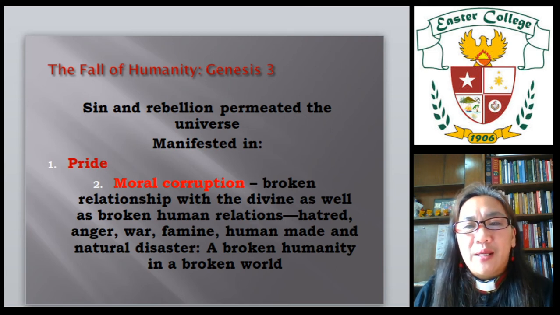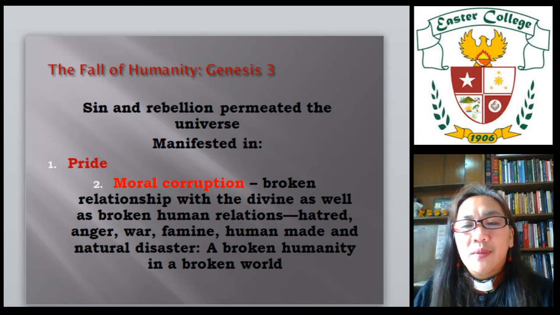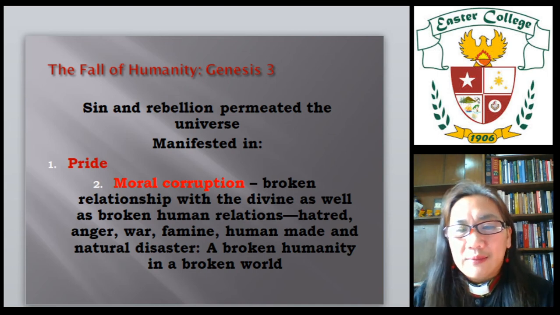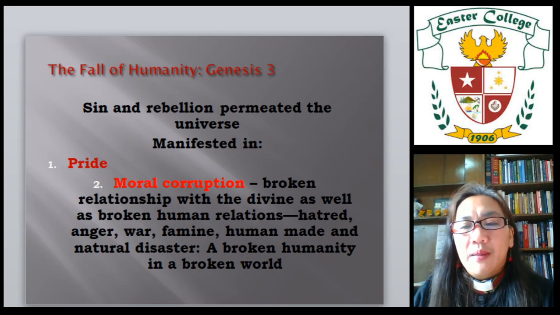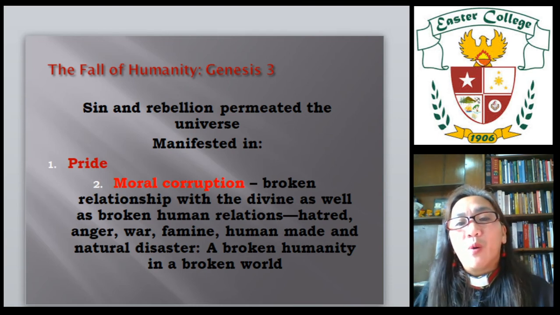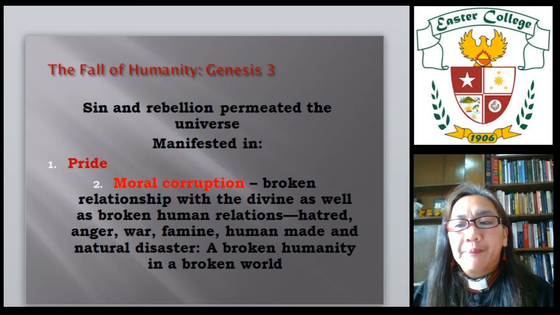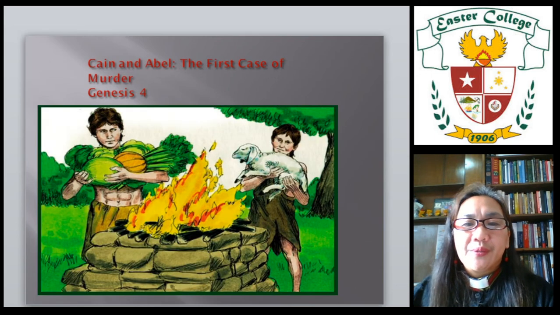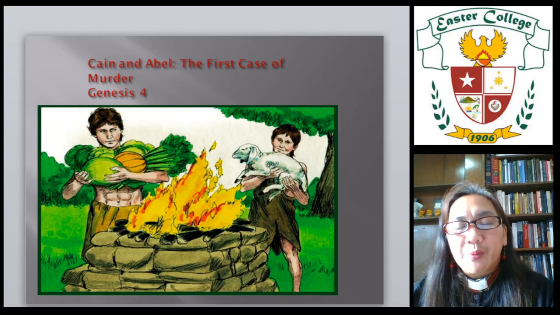Ano ang manifestation ng kasalanan? Ayan, merong dalawa. That is manifested in pride and of course moral corruption. It's a broken relationship with the divine as well as broken human relationship. Hatred, anger, war, famine, human-made and natural disaster. Pumasok na yan lahat-lahat. Wala na yung paradise, di ba? So a broken humanity now in a broken world. Kaya the fallen humanity, and I will add, also a fallen world. Diba? Okay, now, so this is the, when you read, continue to read Genesis chapter 4.